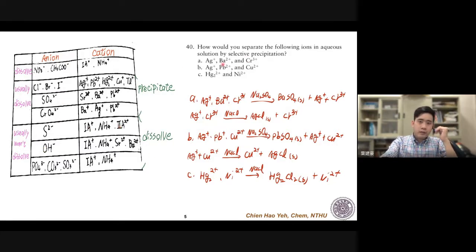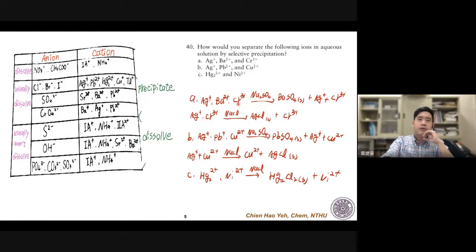So basically, in part A, there are 3 cations over here. And if you want to do selective precipitation, it means maybe you want to precipitate just one cation at a time. So these are the examples I thought of and wrote down over here. So basically over here, Ag, Ba, and Cr. So let's take a look. You want to make one of these precipitate, but the other 2 shouldn't precipitate.